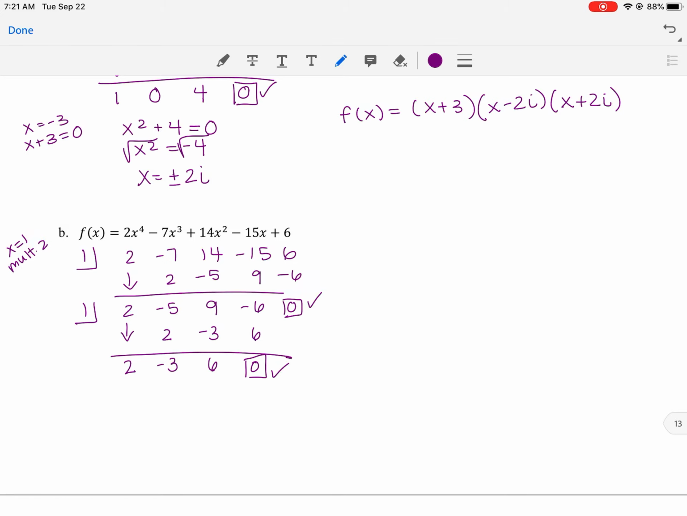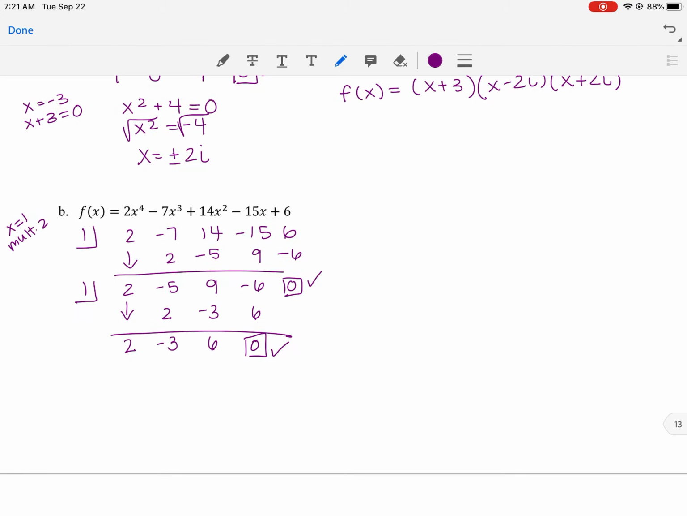Good sign. So once again, the polynomial we're left with is f of x equals x minus 1, and technically that's x minus 1 times x minus 1, so I'm going to write it as x minus 1 squared, and we're left with this quadratic 2x squared minus 3x plus 6. And you could ask yourself, does anything multiply to 12 and add to negative 3? That's not factorable, right? There's nothing that multiplies to 12 and adds to negative 3. So therefore, we're going to look at the quadratic formula.